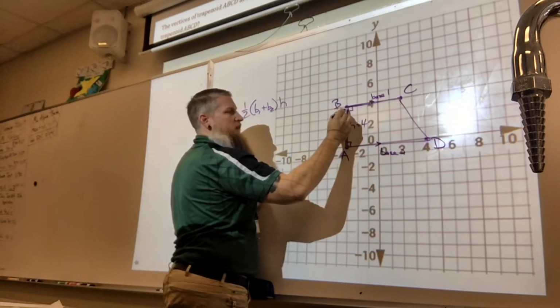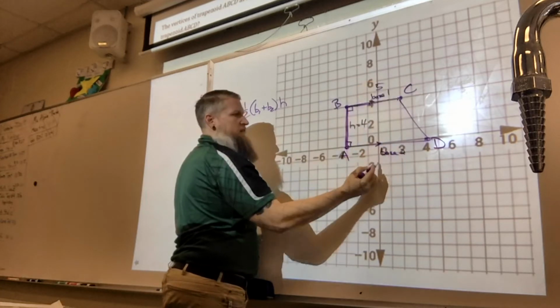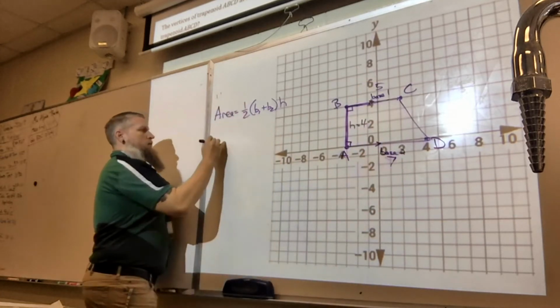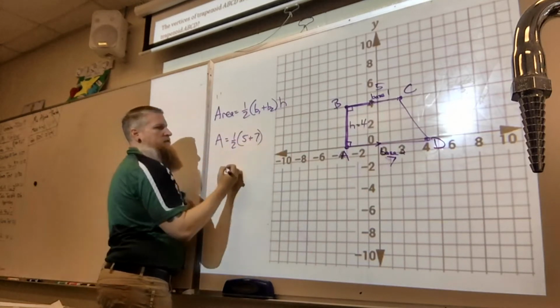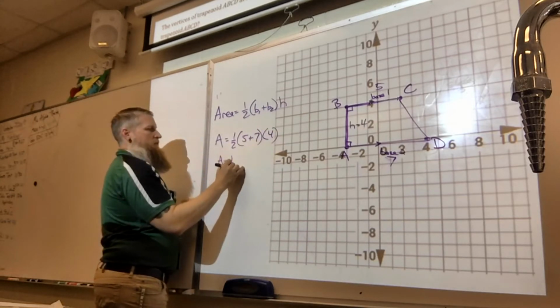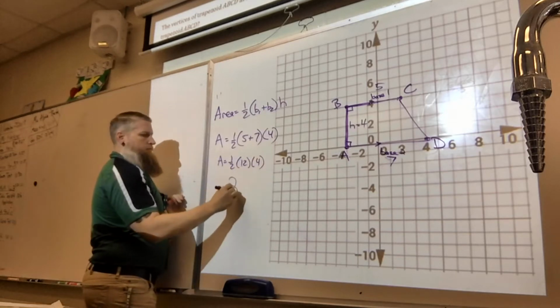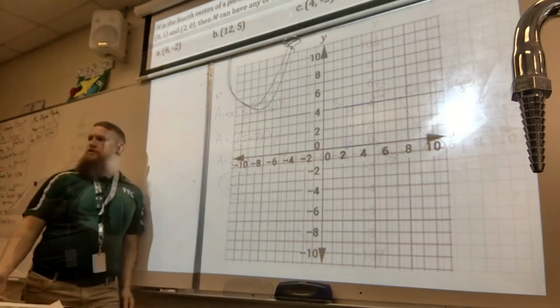So the length of this base is 1, 2, 5. What's the length of this one? 7. So my area should be 1/2 times 5 plus 7. And what's 5 plus 7? 12, so half is 6, and 6 times 4 is 24.